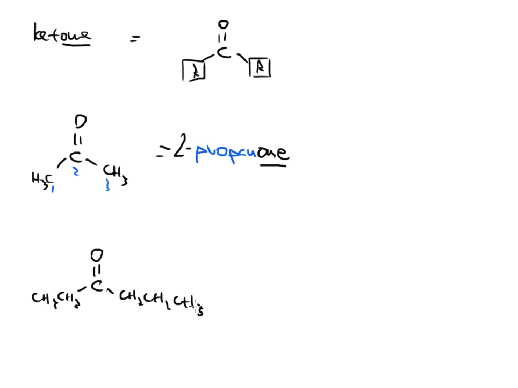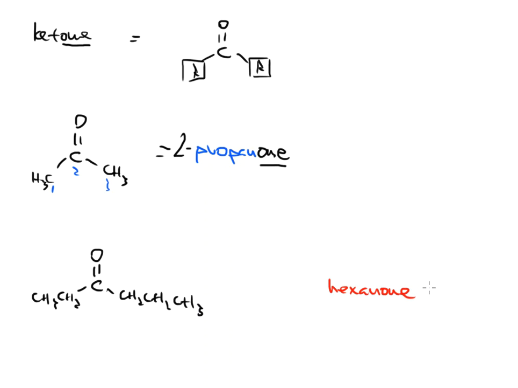So how do we name it? No big deal. I mean, we've been using the same IUPAC rules over and over. We find the longest carbon chain that includes the functional group. So 1, 2, 3, 4, 5, 6. There's 6 in total, which means this is a hexane, the E, and then O-N-E. So hexanone is going to be the parent name of the compound.